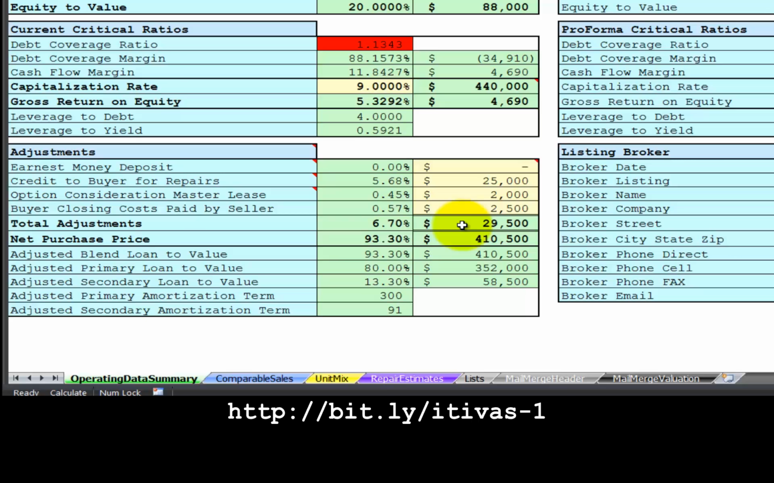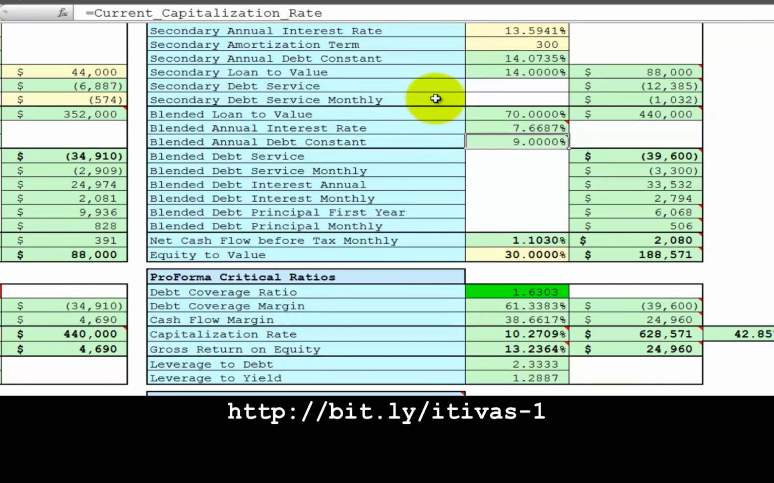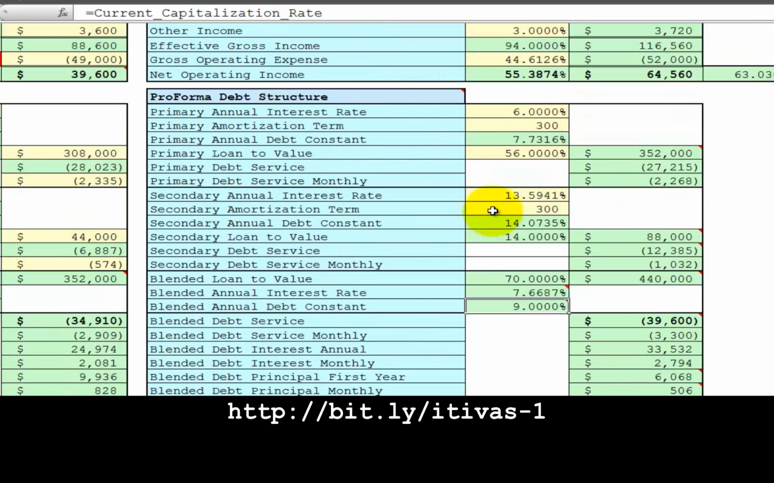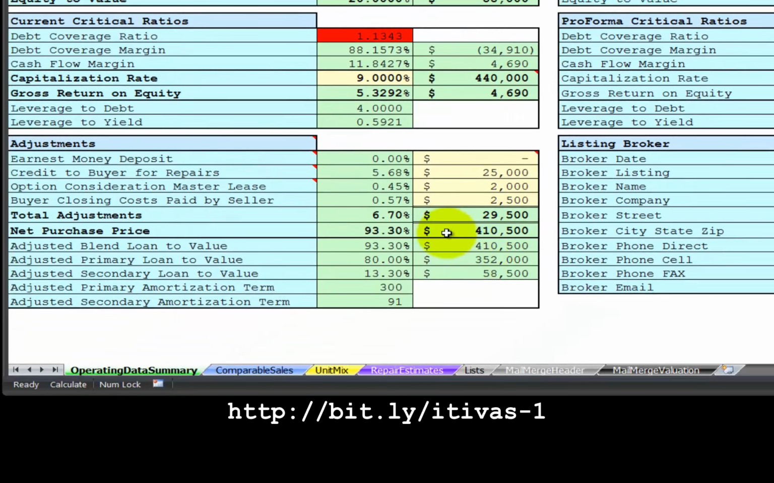These total adjustments are then subtracted from the current capitalized property value so that our net purchase price is $410,500, and then the debt present value for our pro forma debt structure is then adjusted accordingly. And we see here that even though we specified 300 payments for the secondary debt, with this equity adjustment in the secondary debt down to $58,500, we now have an amortization term of 91 payments.